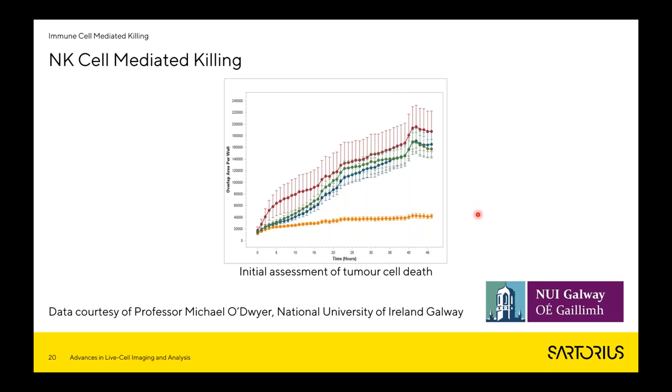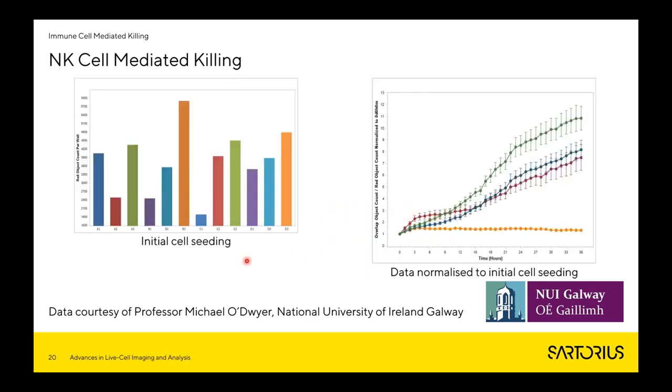However, we then looked a bit more into the data and we saw that the initial cell seeding of the target cells was quite variable throughout the culture. So this histogram corresponds to the different cell seeding concentrations in each well.